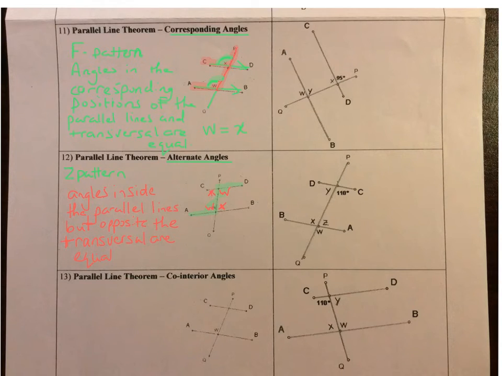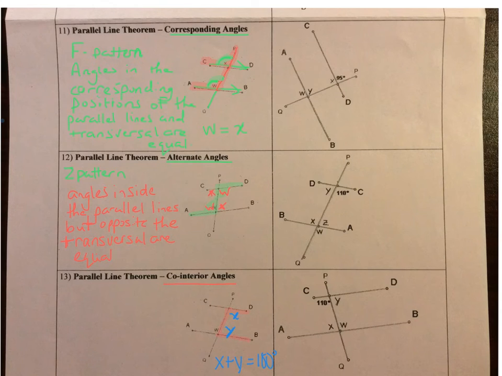The last parallel line theorem is co-interior angles. So these angles are also inside the parallel lines, but they're on the same side of the transversal this time, not alternating. So this is also known as our C pattern. Now these ones are not equal to each other. This is a little bit different here. What we have instead is that these angles are going to add up to be 180 degrees. So if I call that one X and this one Y, X and Y, we're going to have X plus Y has to equal 180 degrees.